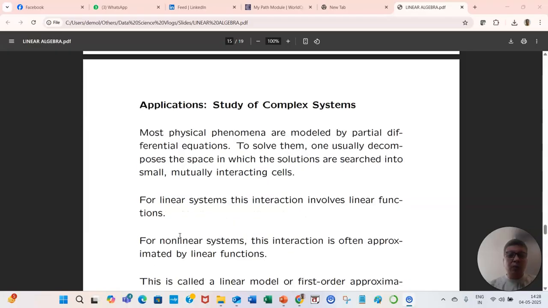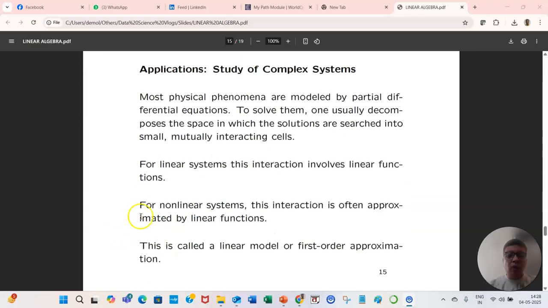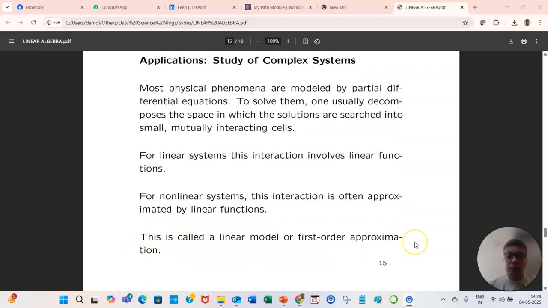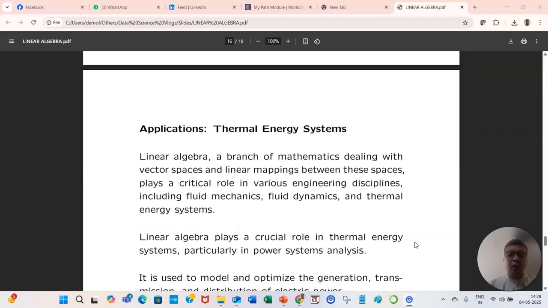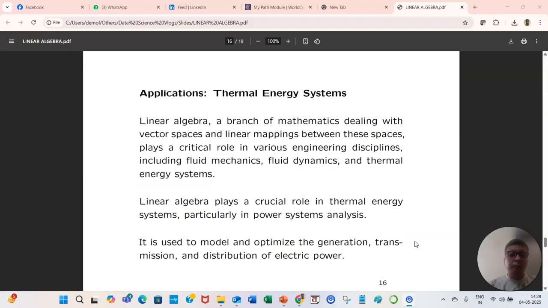Study of complex systems. Most physical phenomena are modeled by partial differential equations. To solve them, one usually decomposes the space in which solutions are searched into small, mutually interacting cells. For linear systems, this interaction involves linear functions. For nonlinear systems, this interaction is often approximated by linear functions. This is called the linear model or first-order approximation. Thermal energy system.